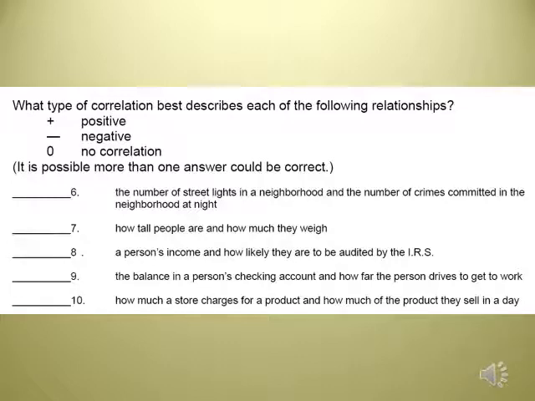Number 9 is a problem that years ago I put on a test and I ended up regretting it. It says the balance in a person's checking account and how far the person drives to get to work. When I wrote that question, I intended the answer to be 0, that there really wasn't much relationship between it. But when people did that problem, I had people that very legitimately came up with both positive and negative as answers.